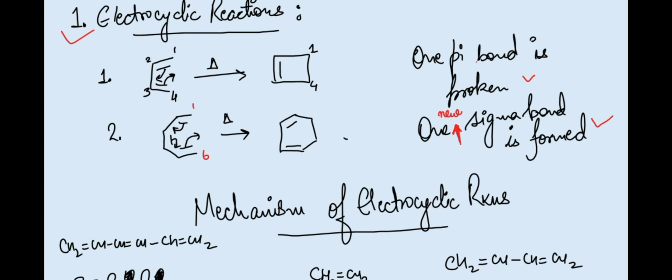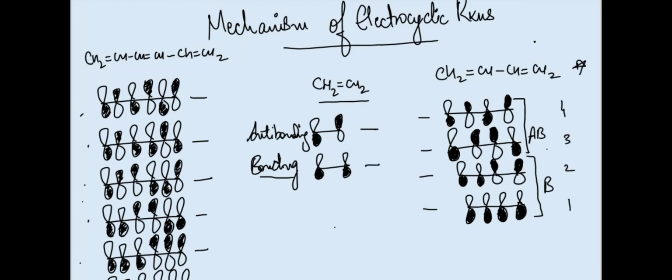Now let us understand the mechanism of electrocyclic reactions. Before that, we should know how we draw molecular orbitals, because these orbitals are required when we discuss this particular concept of mechanism of electrocyclic reactions.